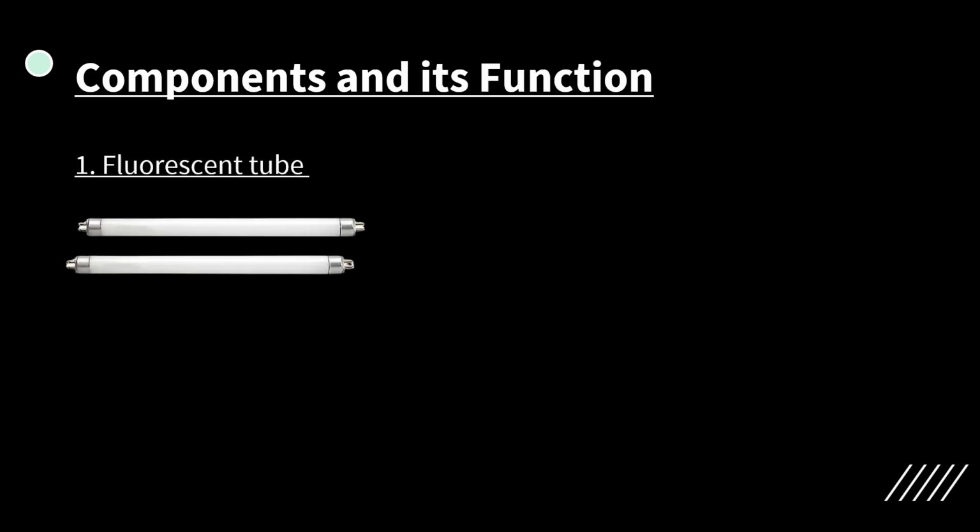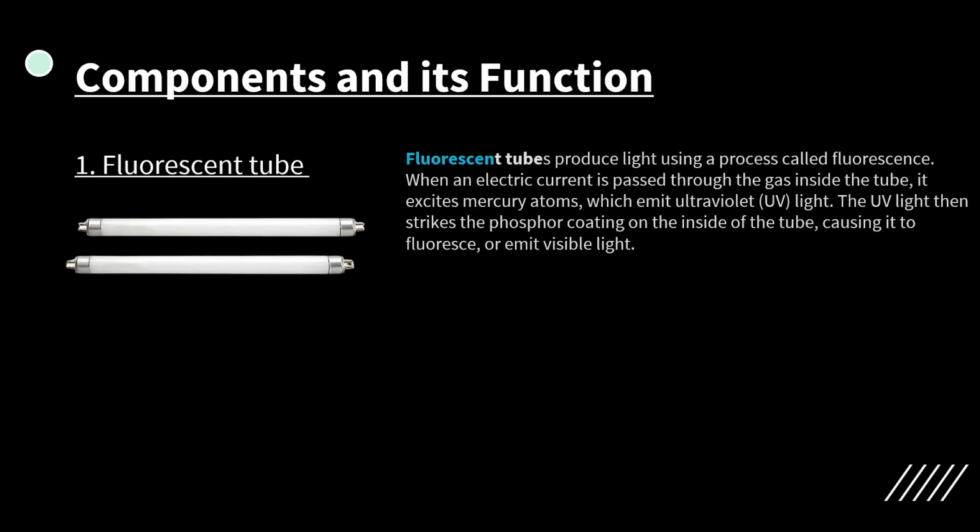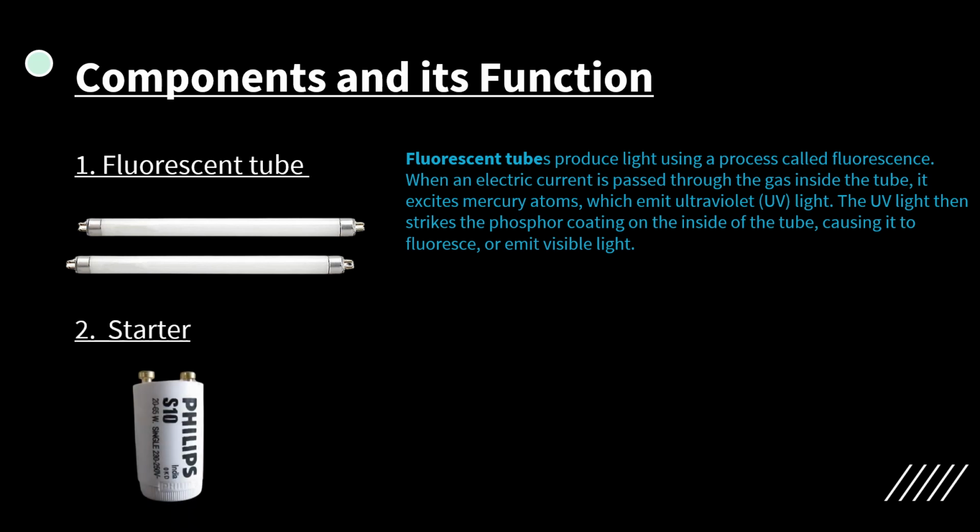So first, we are talking about some necessary components of tube light. The first one is the fluorescent tube. Fluorescent tubes produce light using a process called fluorescence. When an electric current is passed through the gas inside the tube, it excites mercury atoms, which emit ultraviolet (UV) light. The UV light then strikes the phosphor coating on the inside of the tube, causing it to fluoresce, or emit visible light.